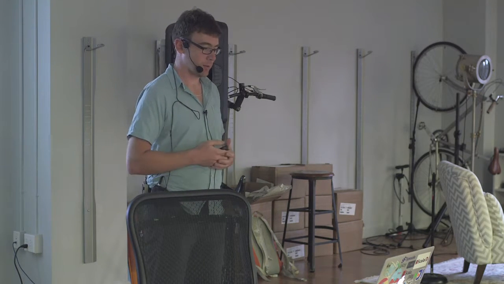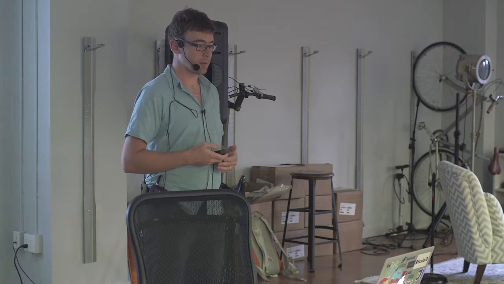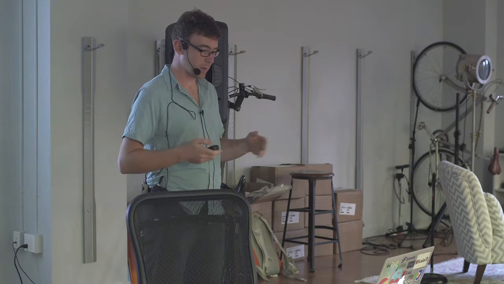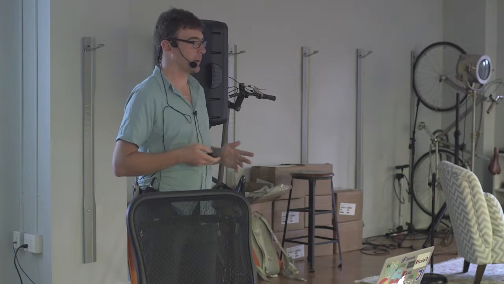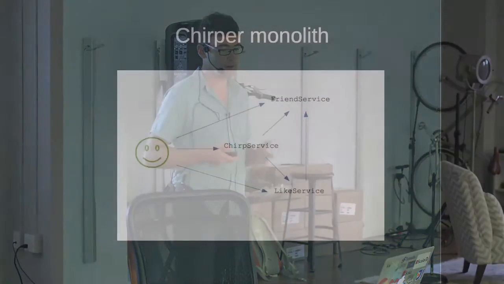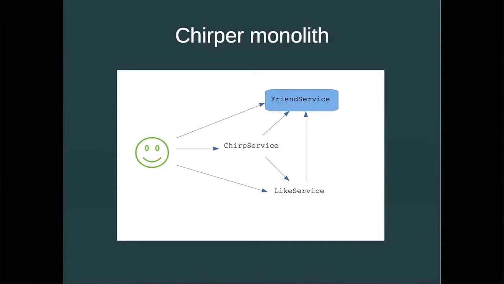So the first step to converting this to microservices is get rid of the monolith. So I did that, but then we've got these raw components out there that need to live somewhere, so let's turn them into their own microservices. So we've got friend service microservice, chirp microservice, like microservice.